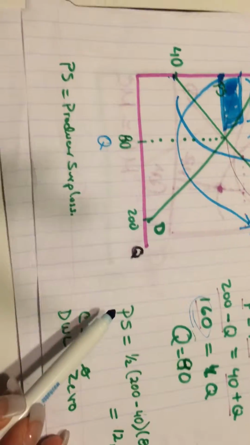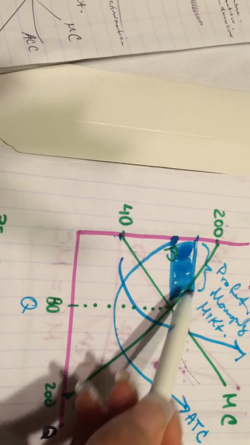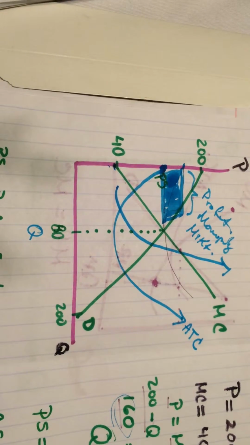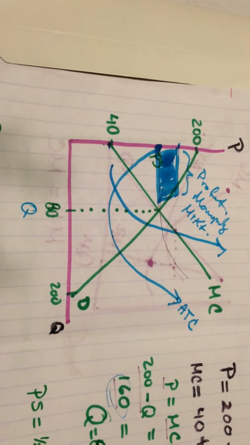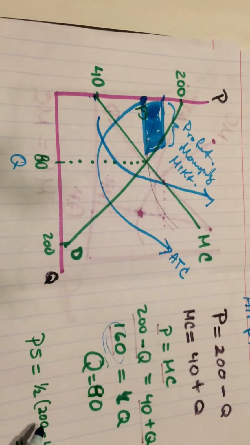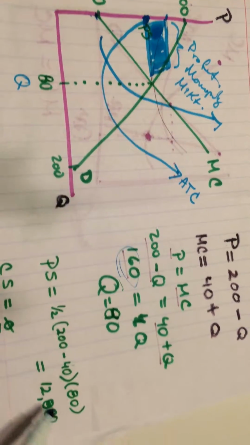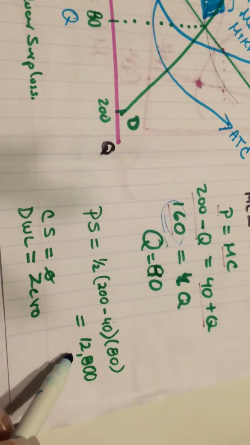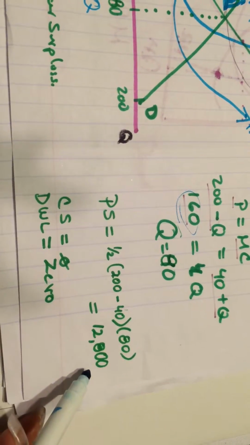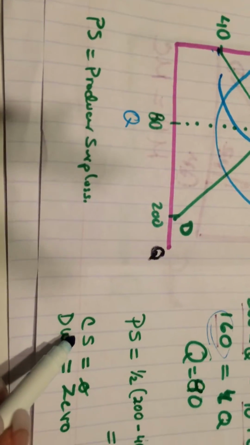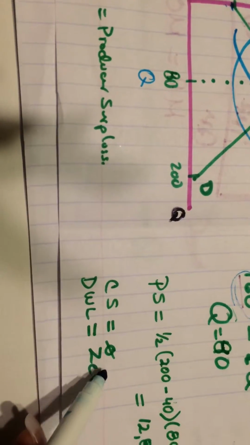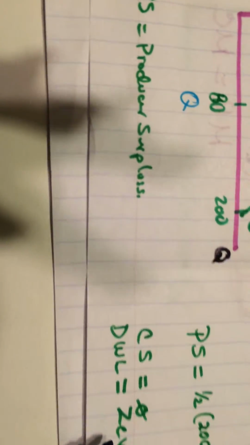That tells us our quantity in order to plot it in our graph. So we have a price, and it's going to be divided in half, and then 200 minus 40 times 80 gives us a result of 12,800 in revenue. The consumer surplus is going to be 0, and the deadweight loss is going to be 0.